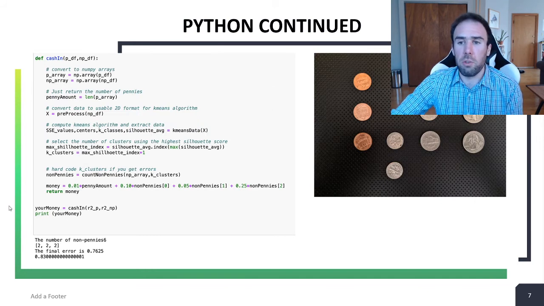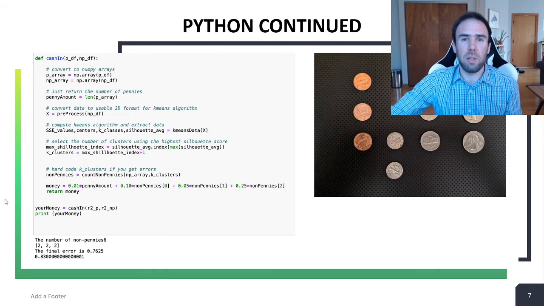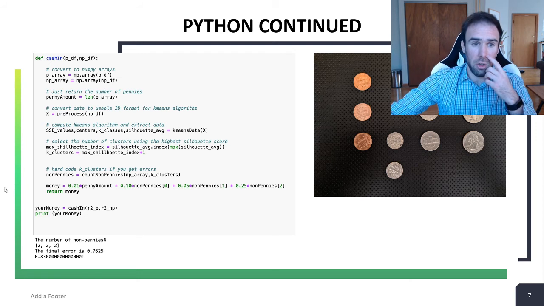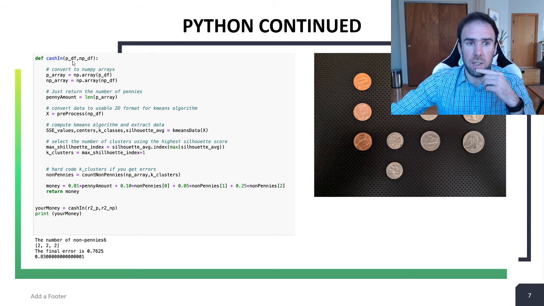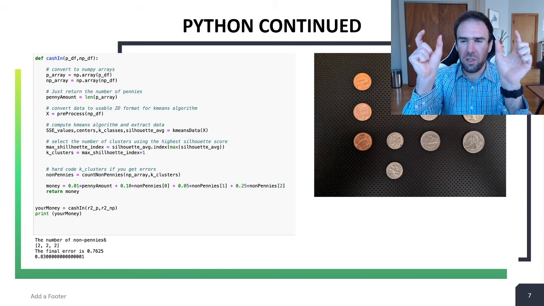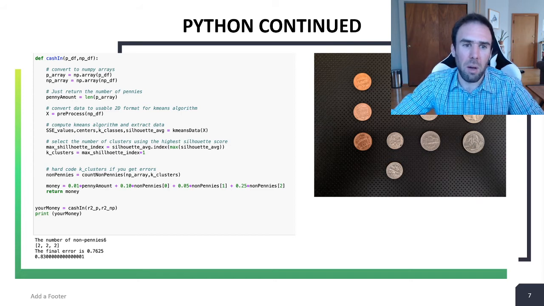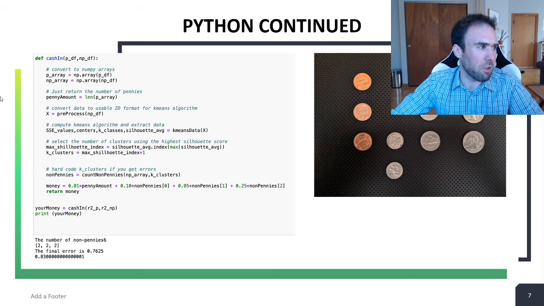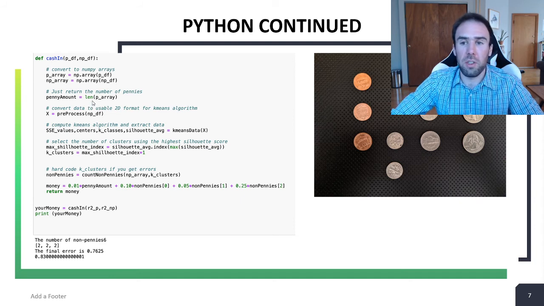Okay, so this is my overall process. So I did make like 5 or 6 functions along the way. So the first thing is I need to take my pennies image and my not pennies image. They're not really images, those are like the lists of the radii. Then as you can see, I just take the length of the pennies, which is the same thing as their value.